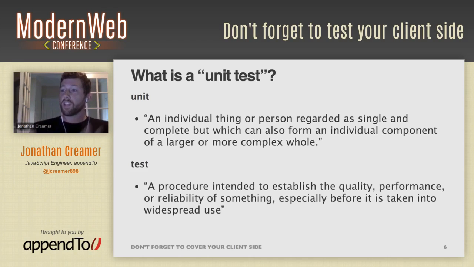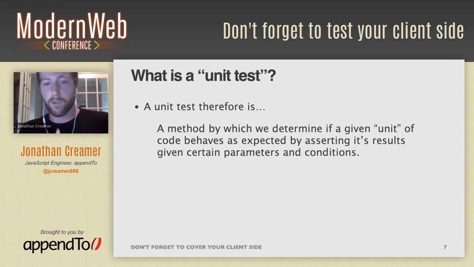And then in terms of a test, this definition presents three things: quality, performance, and reliability. Those are things we look for in code. And then "before it's taken into widespread use" is a great piece because unit testing is all about trying to get things working ideally before you make it out into production. So unit testing is about getting the smallest possible unit of code and isolating it and testing it.